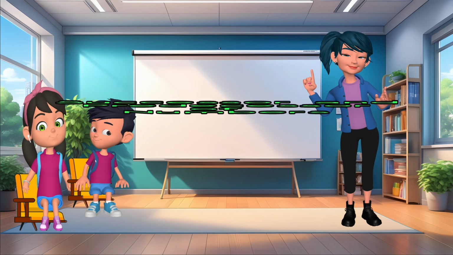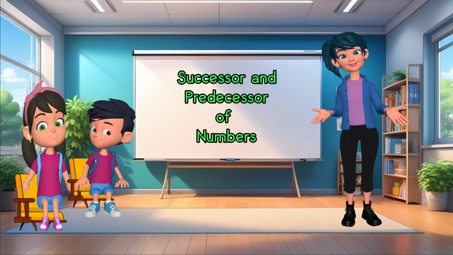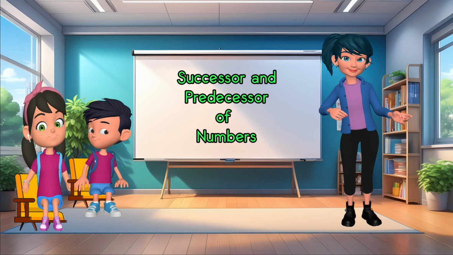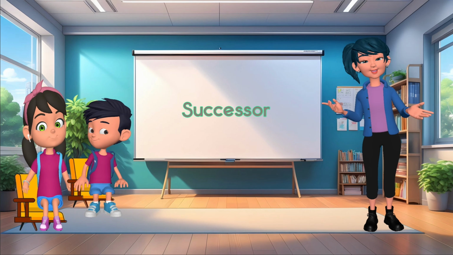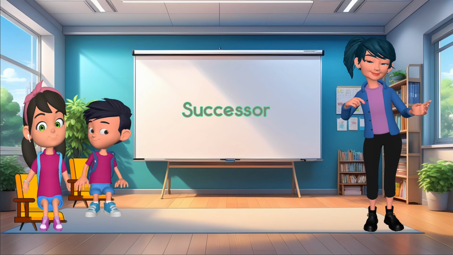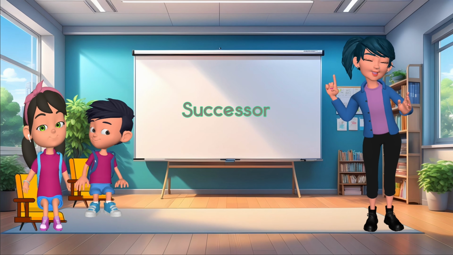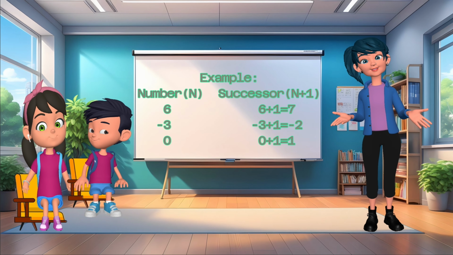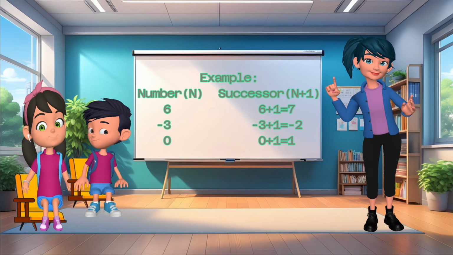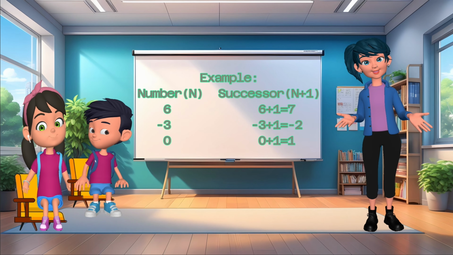In this lesson, we are going to talk about successor and predecessor of numbers. First, we talk about successor of a number. The successor of a number is the number that comes immediately after it when we count forward. Mathematically, for any number n, the successor is n plus 1. For example, the successor of 6 is 7, the successor of -3 is -2. The successor of 0 is 1.